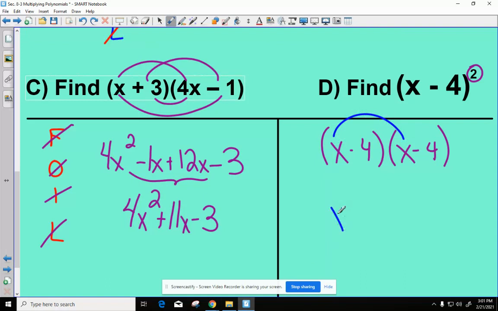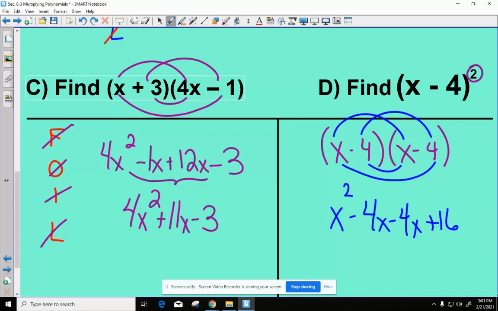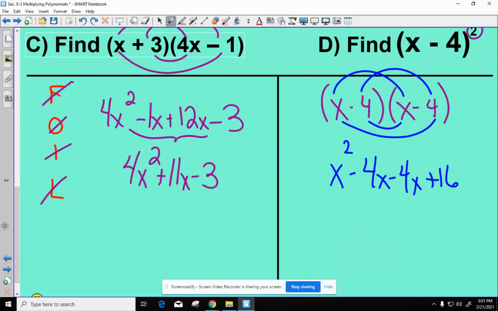First, x times x is x squared. Outers, x and a negative 4 multiplied is negative 4x. Inners, negative 4 and x is another negative 4x. And last, negative 4 and negative 4 is a positive 16. Be careful here. These negative 4s do not cancel each other out. And we get x squared minus 8x plus 16.